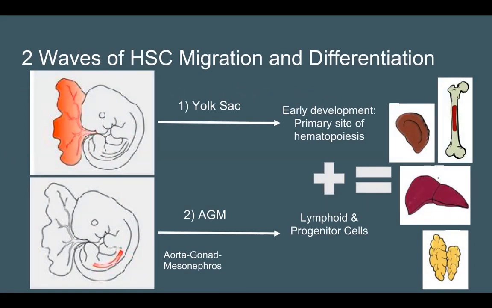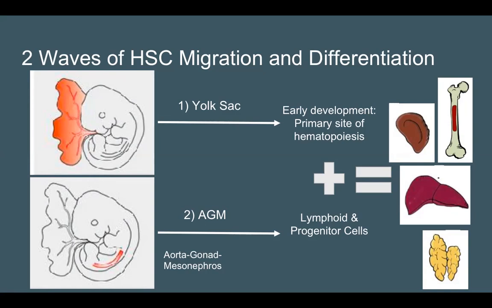The first one is going to be originating from the yolk sac, or that area of primitive hematopoiesis. And these cells are going to become the myeloid and progenitor cells, and they're going to migrate to colonize the primordial liver.